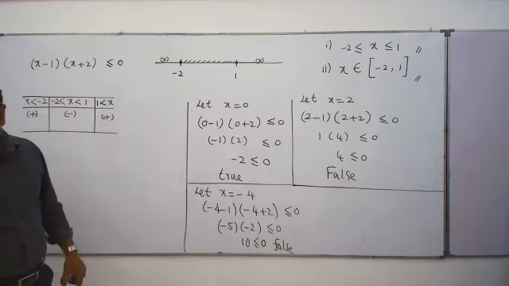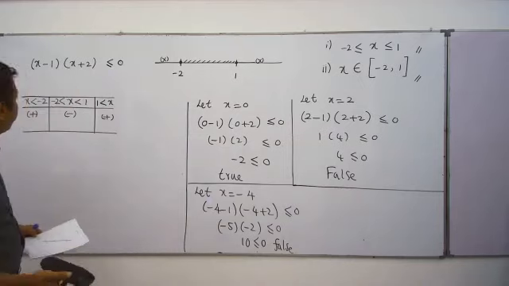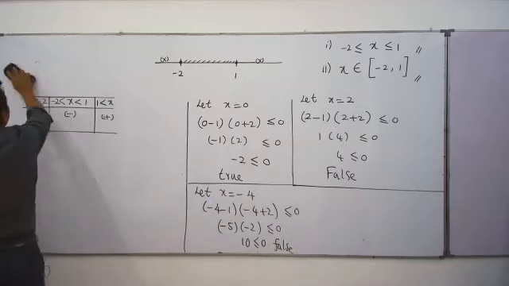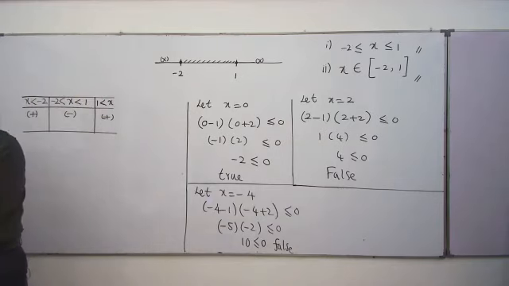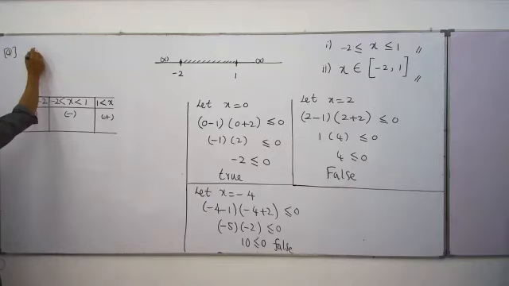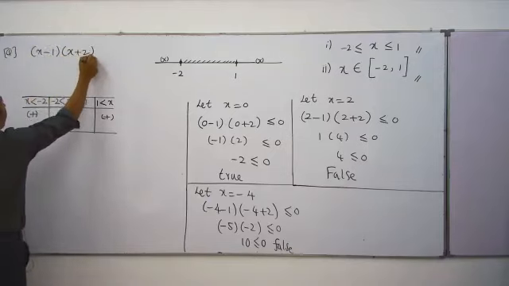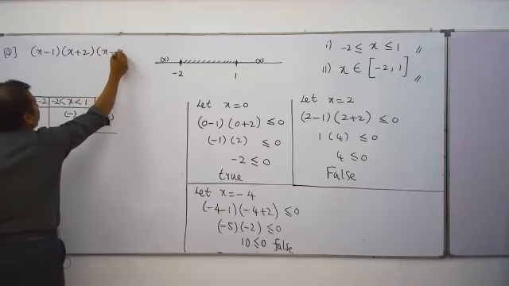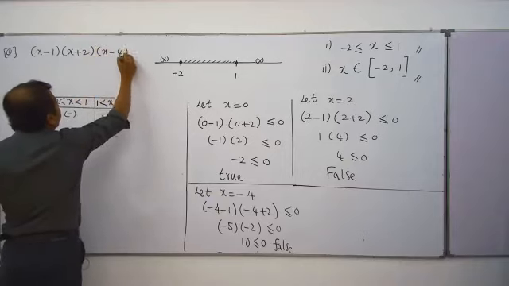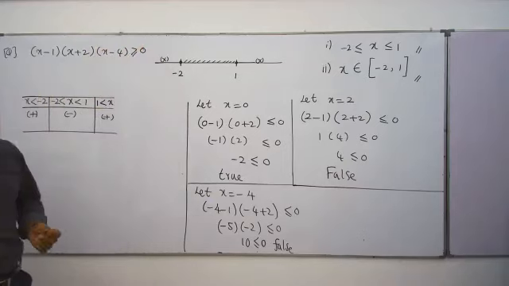Now we'll take one more. Next one is this. (x minus 1)(x plus 2)(x minus 4) greater than or equal to 0. Find the range. Find the range.